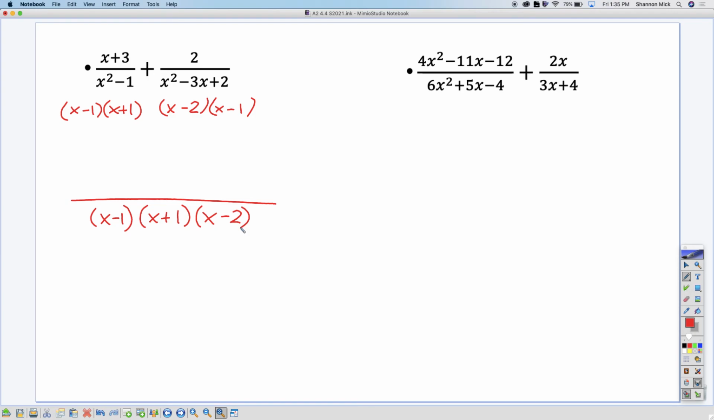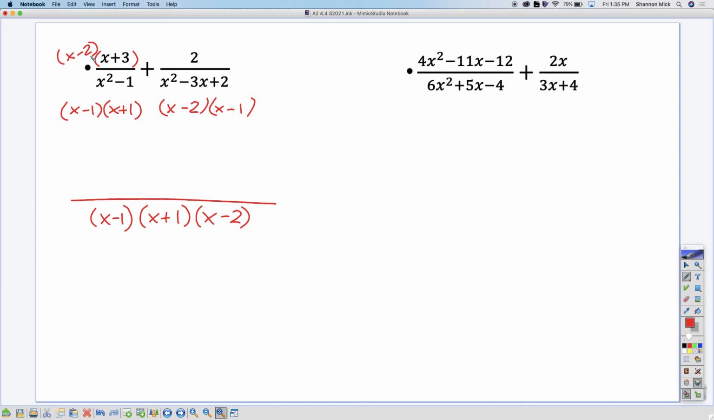Yeah, because it has x plus 1, x minus 1. So what is it missing? X minus 2. So I have to multiply the whole thing by what? X minus 2. Now, whatever this sign is, this is a positive, yes? So we're going to multiply a positive 2, but if it was a negative, we'd multiply a negative 2.